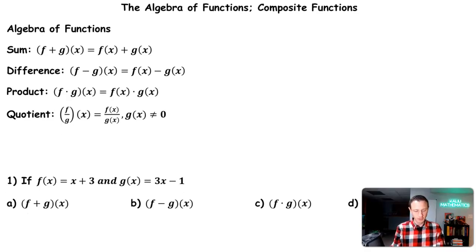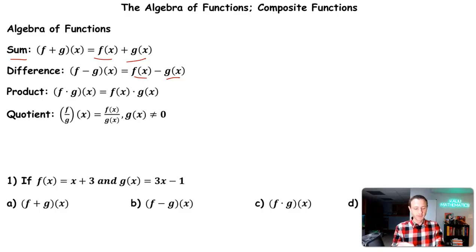So just some notation that we're going to be upfront with: the sum of two functions is f plus g of x, or f of x plus g of x. So if you have f plus g of x, that's taking f of x plus g of x. The difference of functions, f minus g of x, equals f of x minus g of x. So you're subtracting the two functions.